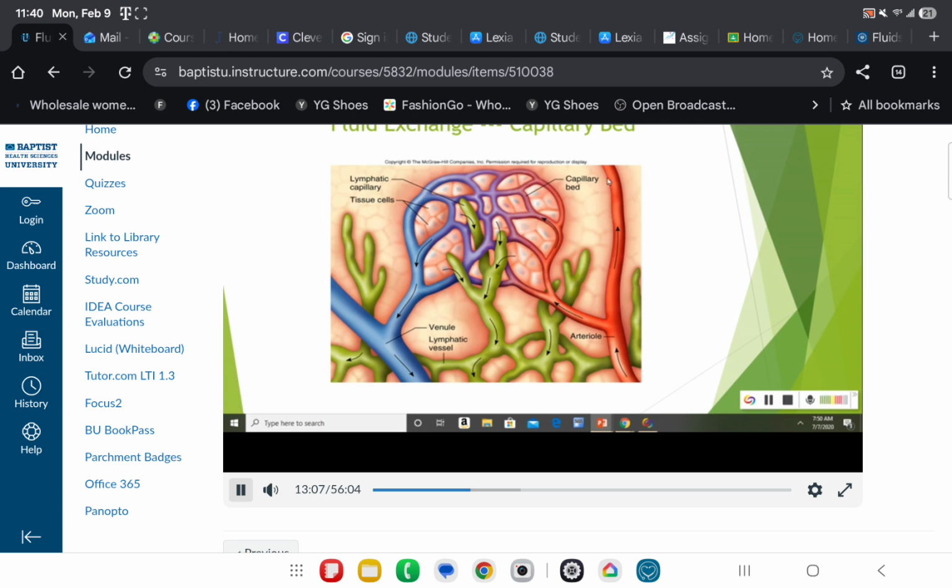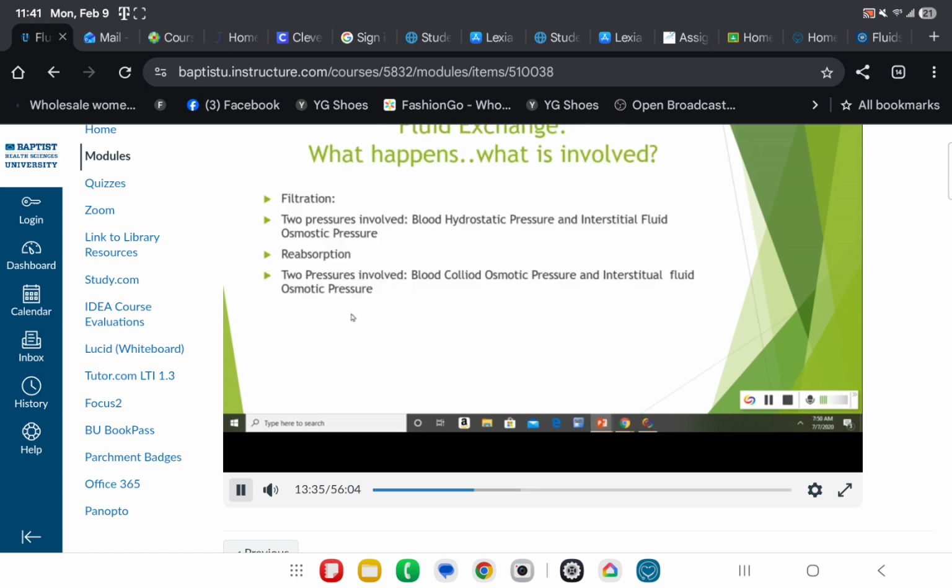So on the arterial end, you're going to have two main processes that have to take place in order for you to have fluid exchange. You've got to have filtration and you've got to have reabsorption. On the arterial end of this capillary bed, this is where you have the filtration. This is where the body is filtering out the nutrients, filtering out the fluid so it can get to the cell so they can carry out their function.